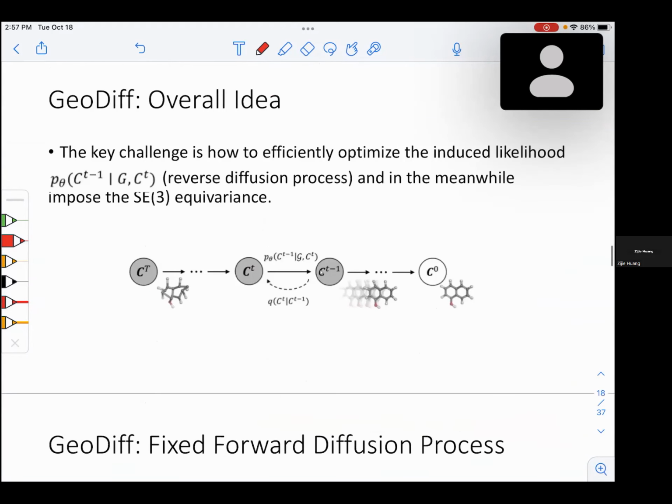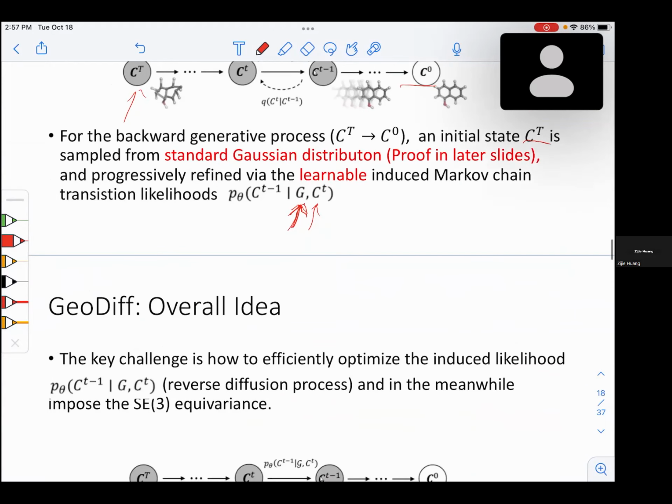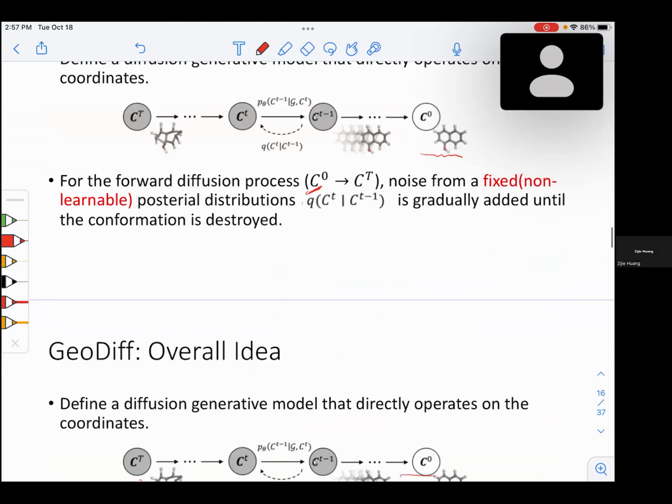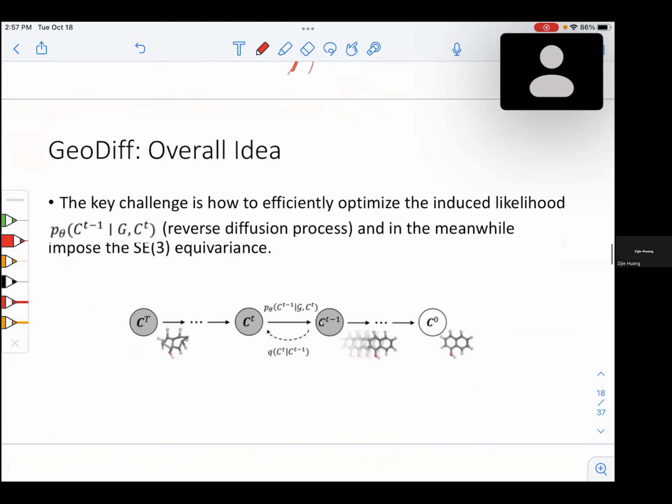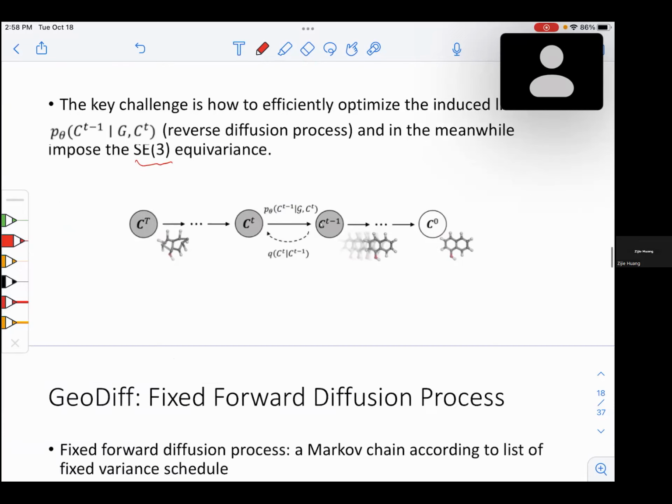Let me go back here. So essentially, after we briefly look at this forward diffusion process and the backward generative process, the key challenge is how to efficiently optimize the reverse diffusion process probability, and in the meanwhile impose the SE(3) equivariance. Previously we had a brief recap of the SE(N) equivariance, where N is the number of coordinates of these particles. Now we consider 3D space, so it's called SE(3) equivariance.